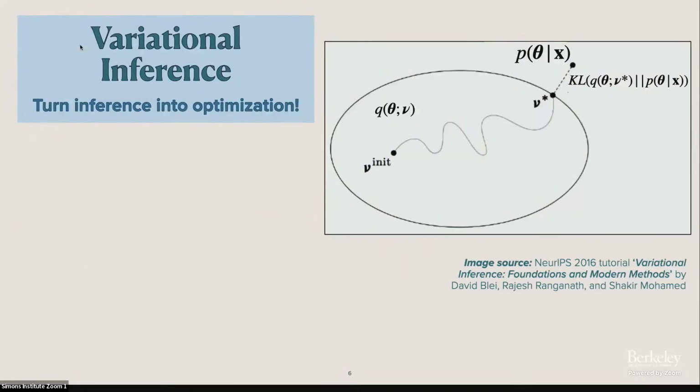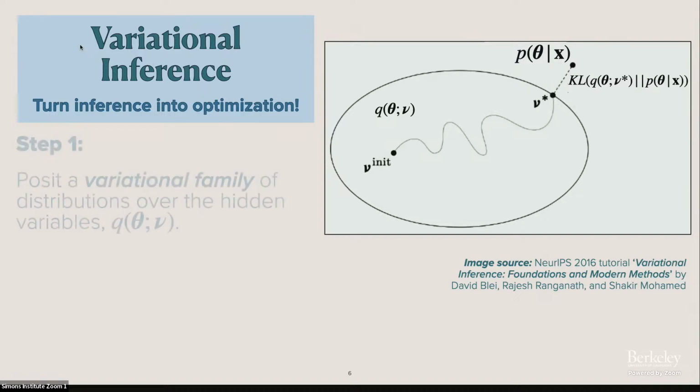Okay, so this is what variational inference does. This is an image I stole from Dave Blei's NeurIPS tutorial back in 2016. So the basic idea is that we'd like to access this posterior. We can't, because we can't calculate the marginal. What I'm going to do is find an approximation to it that minimizes the KL divergence, where this approximation comes from some set of simple distributions. So the first step is to posit this variational family. These are our simple distributions, some class of distributions over these hidden variables.